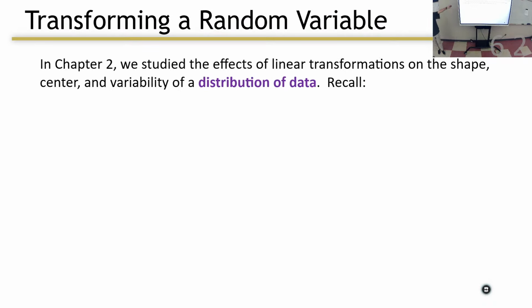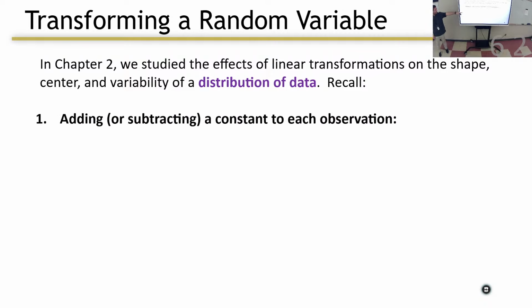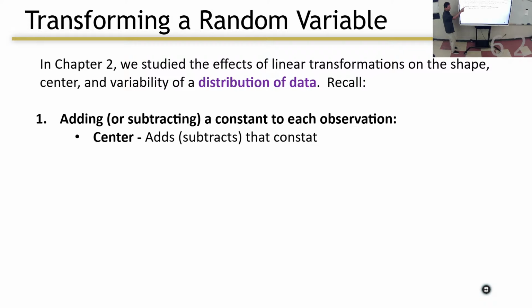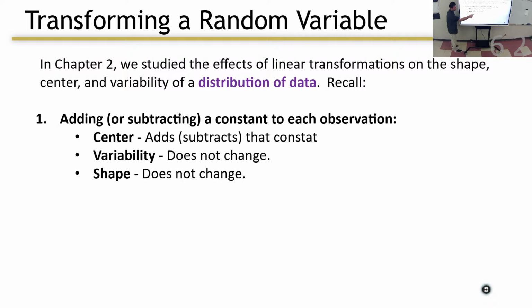Okay? So here we go. Transforming a random variable. In chapter 2, we studied the effects of linear transformations on the shape, center, and variability of data. Remember, adding or subtracting a constant to every piece of data adds or subtracts that constant to the center. However, the variability did not change, and the shape did not change.